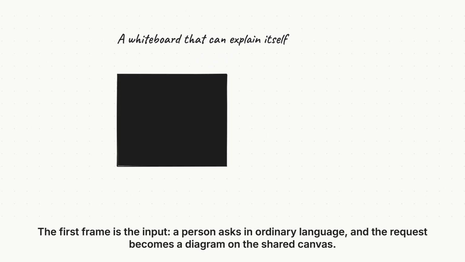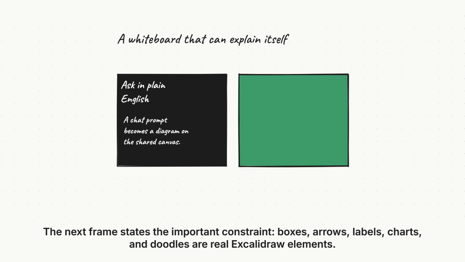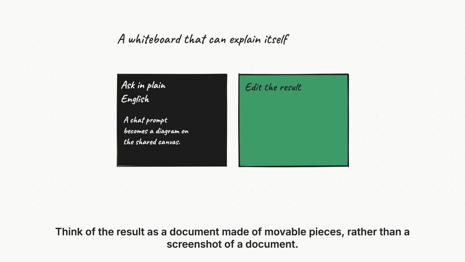The first frame is the input. A person asks in ordinary language, and the request becomes a diagram on the shared canvas. The next frame states the important constraint. Boxes, arrows, labels, charts, and doodles are real Excalidraw elements. Think of the result as a document made of movable pieces, rather than a screenshot of a document.